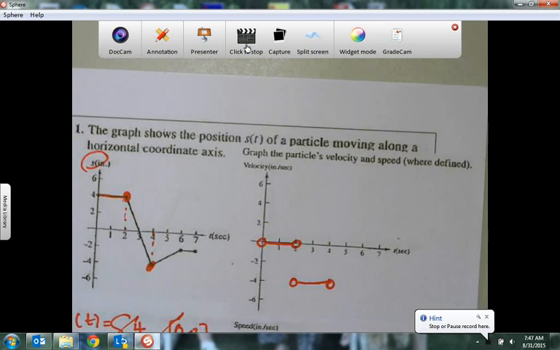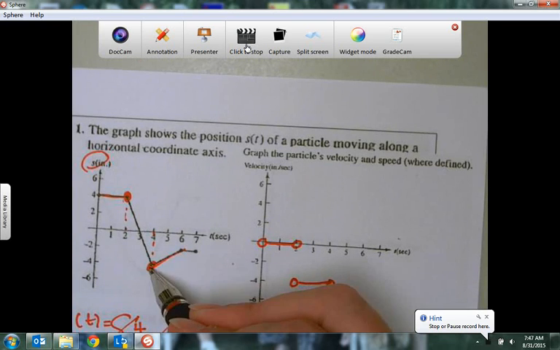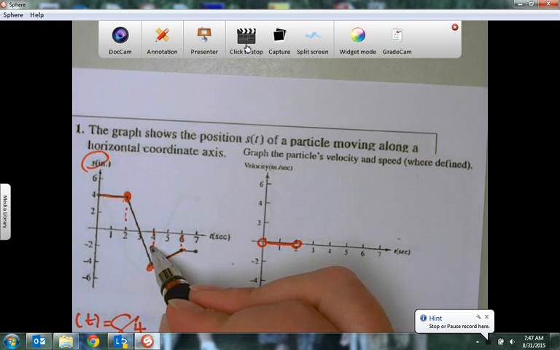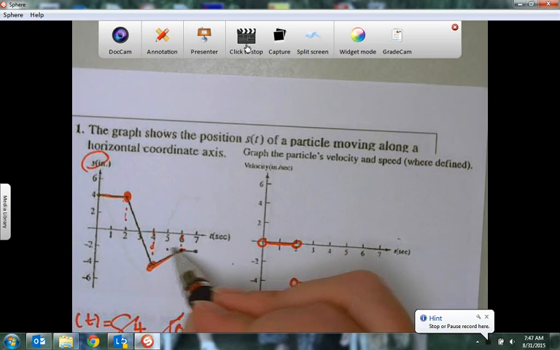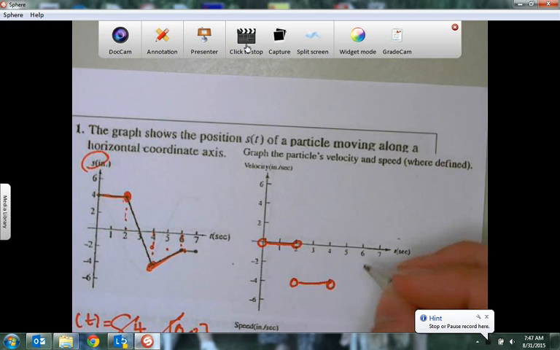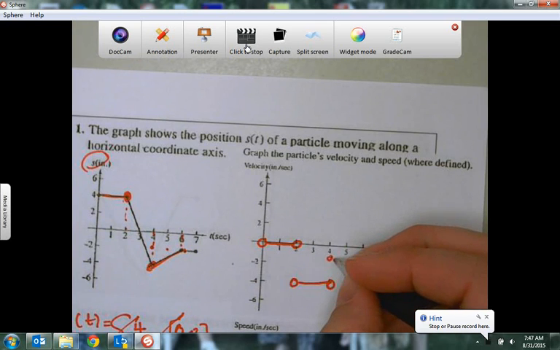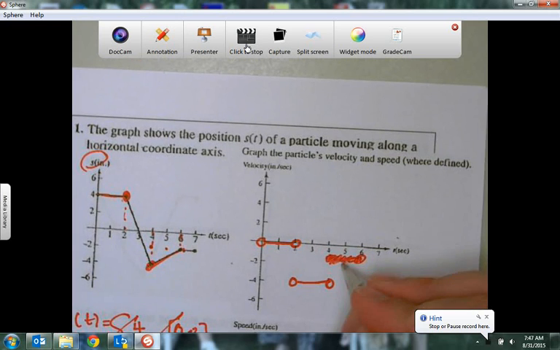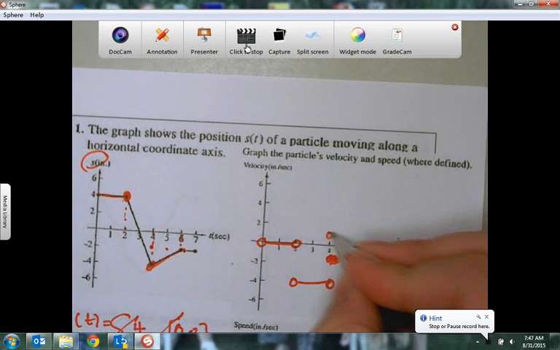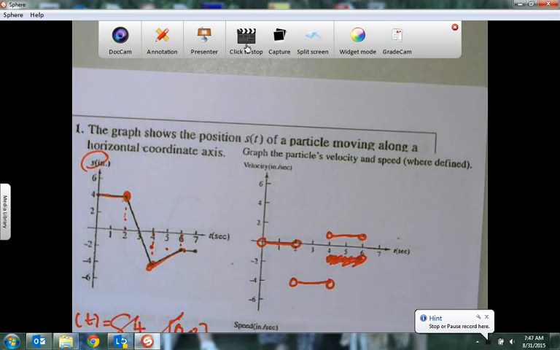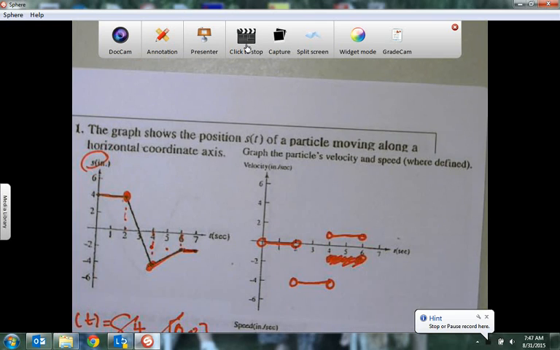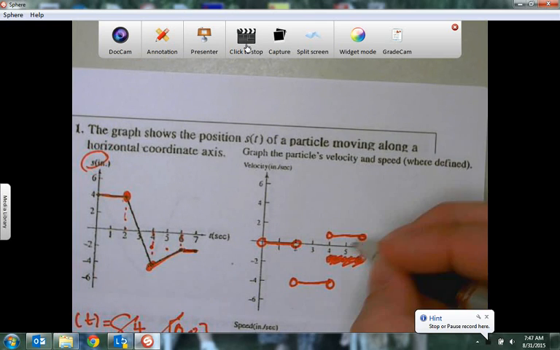So this slope right here from 4 to 6 goes up 2 over 2, so that would be a negative 1. Or positive 1, oh my gosh. Okay, that's not there. Positive 1. And that was from 4 to 6. And then it looks like that's constant right there from 6 to 7. So from 6 to 7, I am at 0.